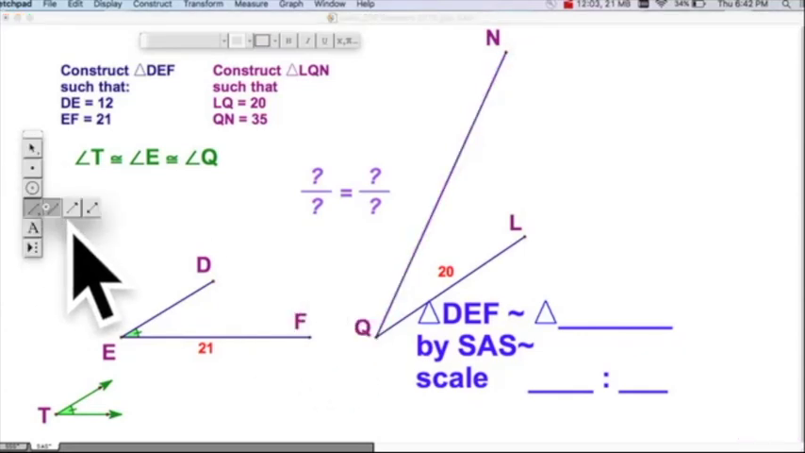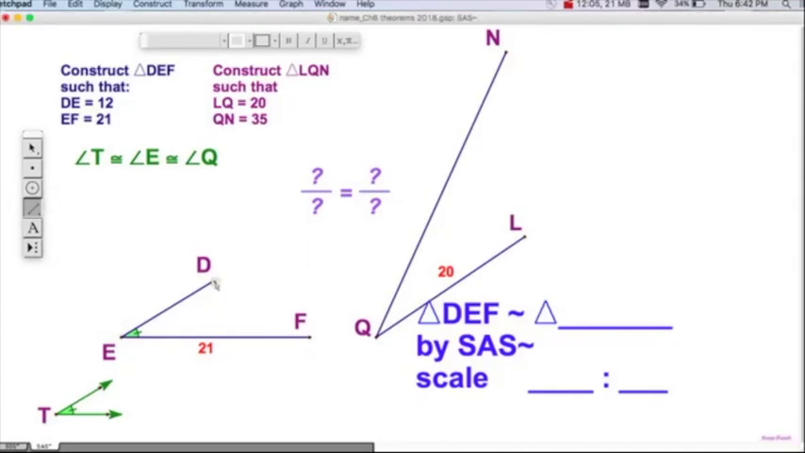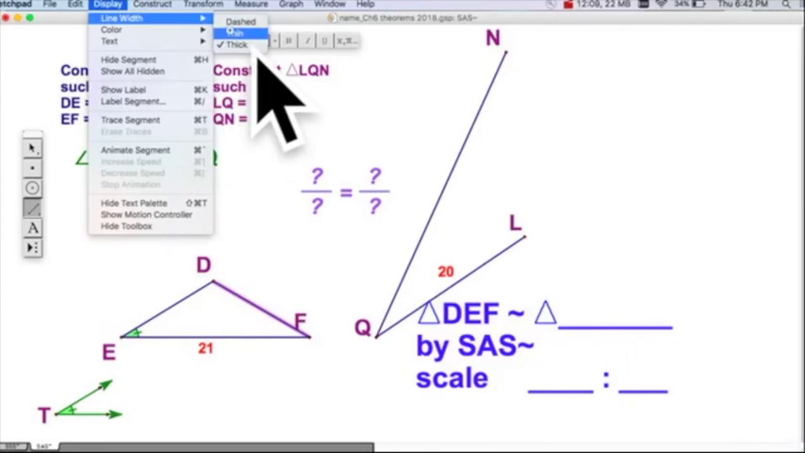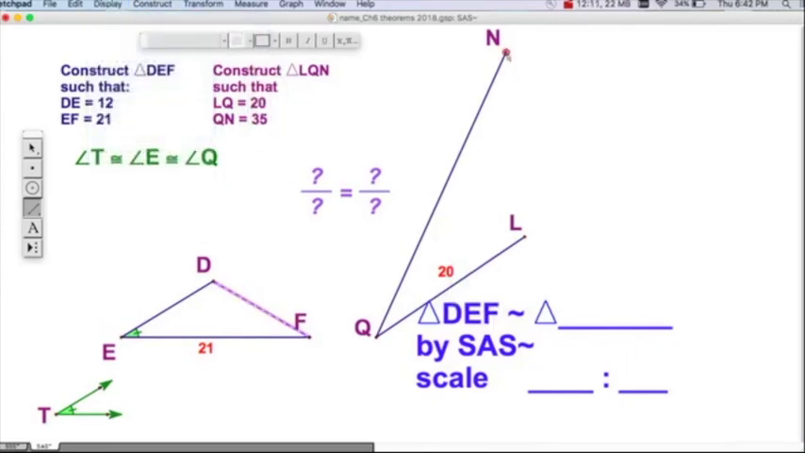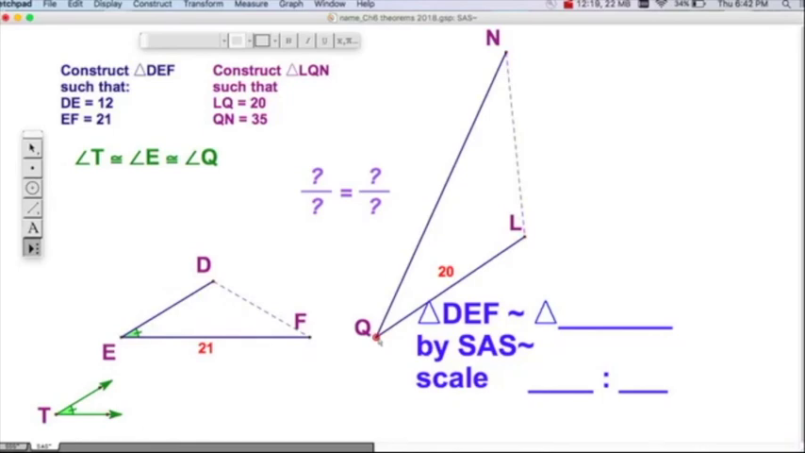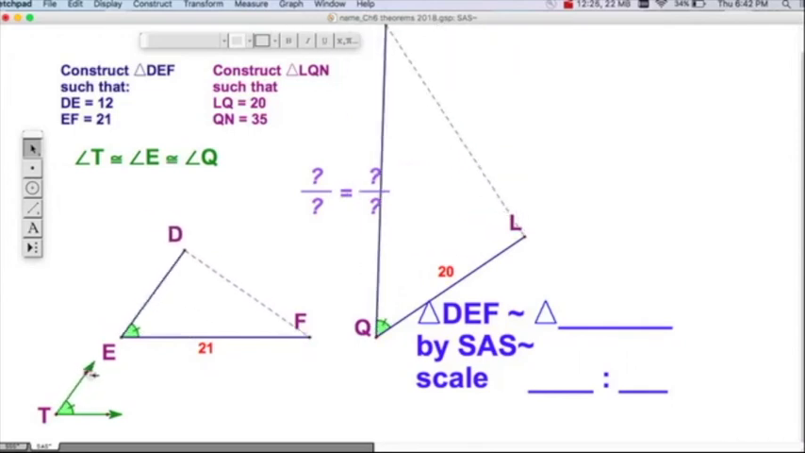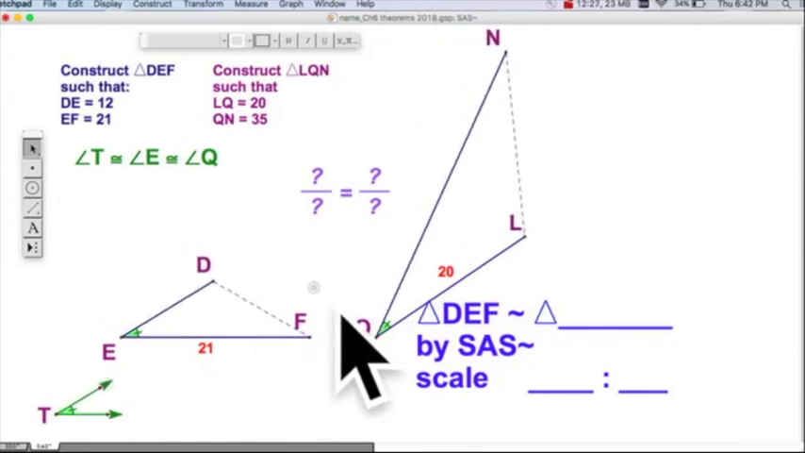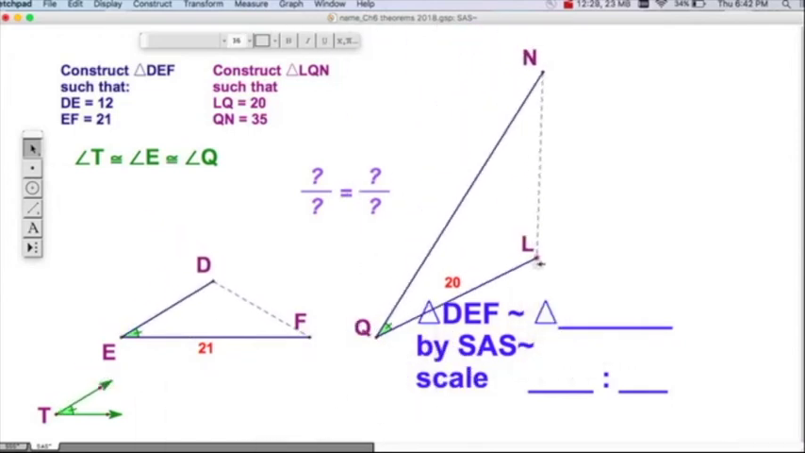Now, I personally don't like to draw the third side unless maybe I'm going to draw it dashed, something like that, because the third side is just a consequence of the two sides and the included angle. Let me put this green angle in here. And you see, I'm going to have two similar triangles that look kind of like this.